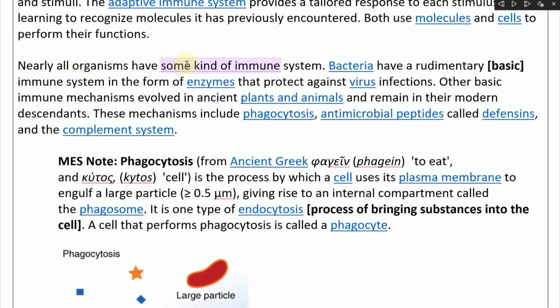Nearly all organisms have some kind of immune system. Bacteria have a rudimentary or basic immune system in the form of enzymes that protect against virus infections. Other basic immune mechanisms evolved in ancient plants and animals and remain in their modern descendants. And these mechanisms include phagocytosis. See the pronunciation here? Phagocytosis. Yes, so phagocytosis, antimicrobial peptides called defensins. See the pronunciation here? Defensin. The defensins and the complement system.